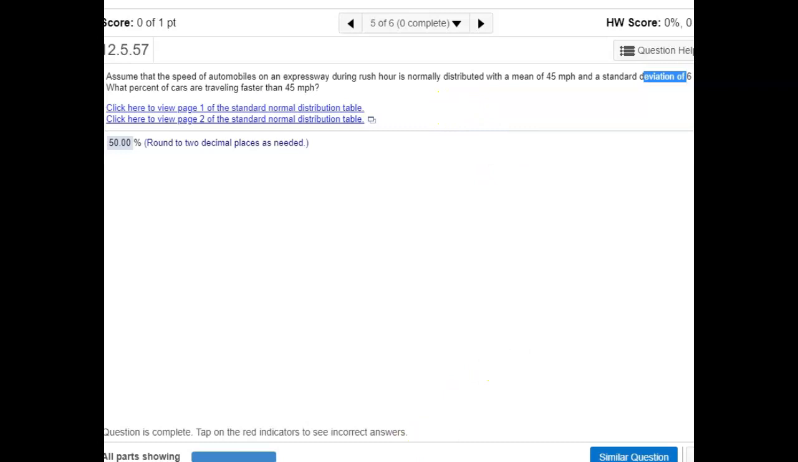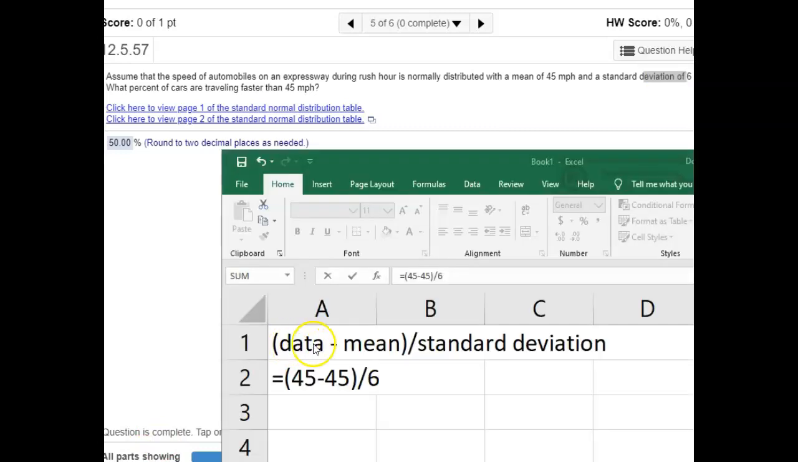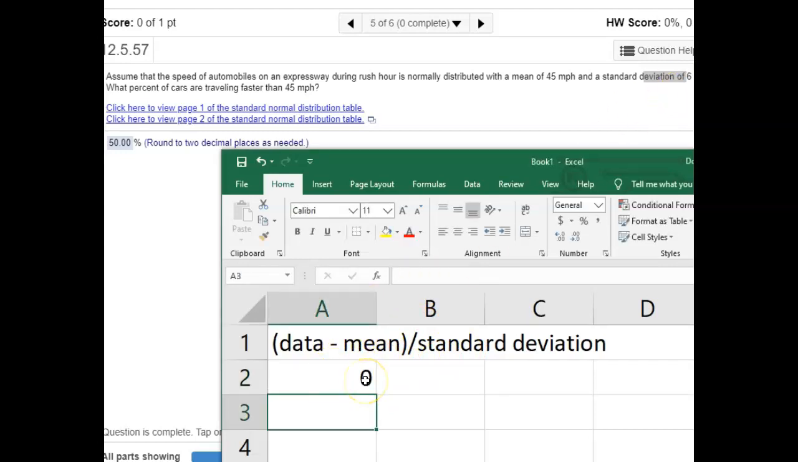So to get a z-score, I'm going to take my value, subtract away the mean, and divide by the standard deviation. So how you get the z-score in words here, your data value minus the mean, that's what I have on top. My data value is 45. And the mean's actually 45 too. So I have 45 minus 45 on top, and then divide by the standard deviation, which was 6 miles per hour in my example. This answer comes out to 0.